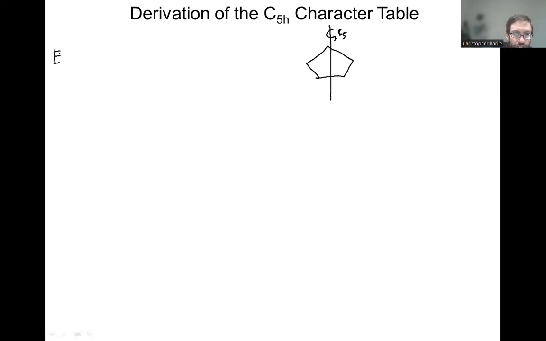Of course, there's always identity. There's going to be that C5 rotation. We can do that C5 rotation twice, for not 72 degrees, but 144 degrees. We can do that C5 rotation 3 times and 4 times. And we can't do it 5 times because then we're back to identity, right? 360 degrees. And we also have the sigma h, that's the mirror plane that is cutting through this pentagon.